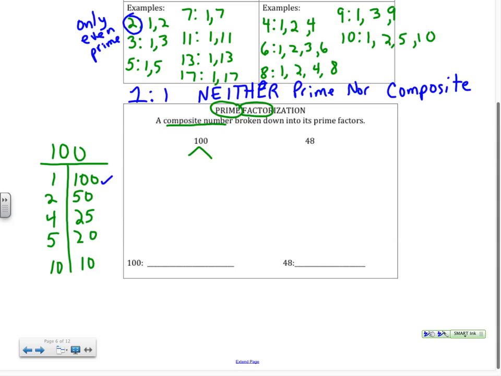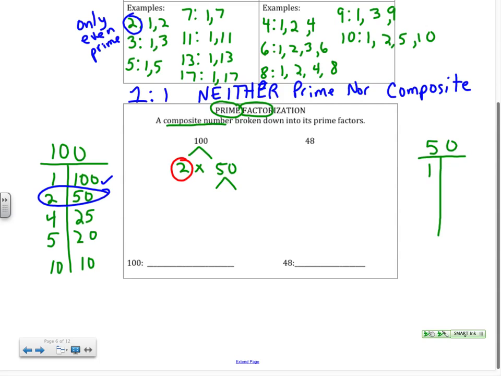Not 1 times 100 because I'm just going to end up with 100 again. So I'm going to choose 2 times 50. So I know 2 times 50 is 100. Now as soon as I see one of those is prime, I'm going to circle it. I am done. So 2 is prime because it has exactly 2 factors. 50 is composite because it has more than 2 factors, so I'm going to split up 50. I could split 50 up into any pair of factors I want.